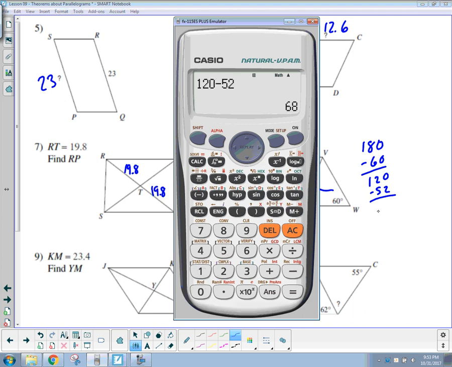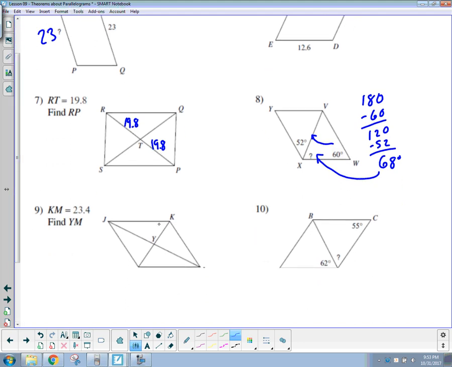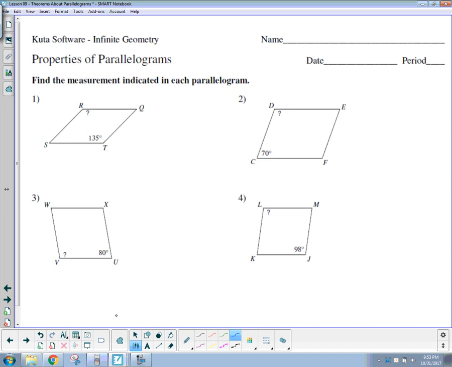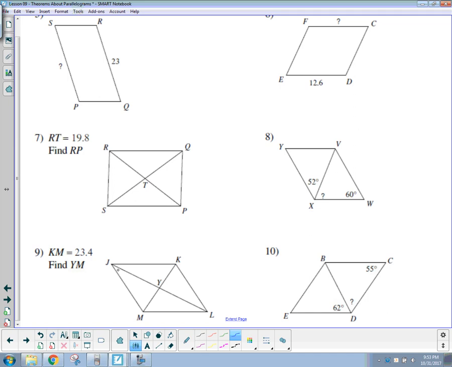Degrees. Let's look. KM. Let's see. Well, I don't know where M is. Don't even know where these letters are. Let me go back to my other slide. Aha. So again, KM, the whole thing is 23.4. All you have to do is divide by 2 to get half of that, which is the YM.